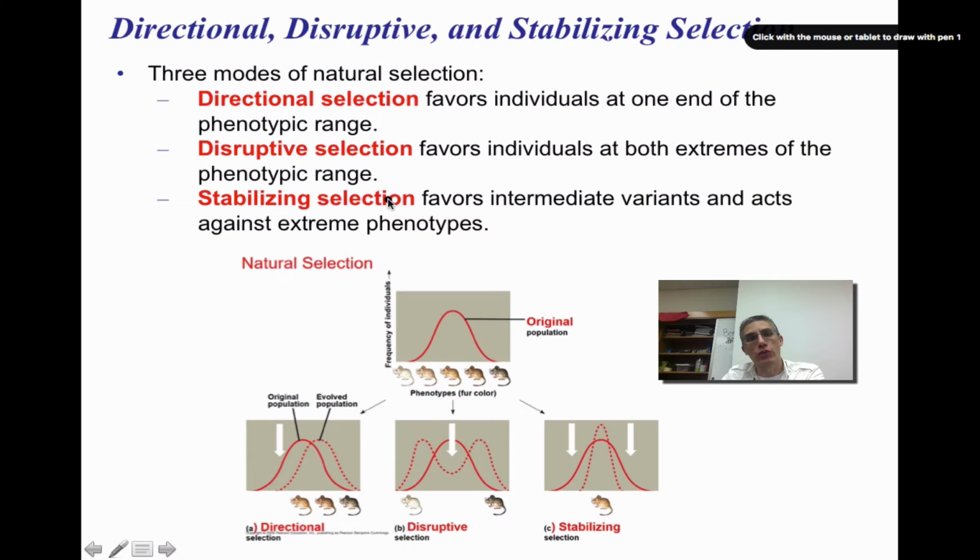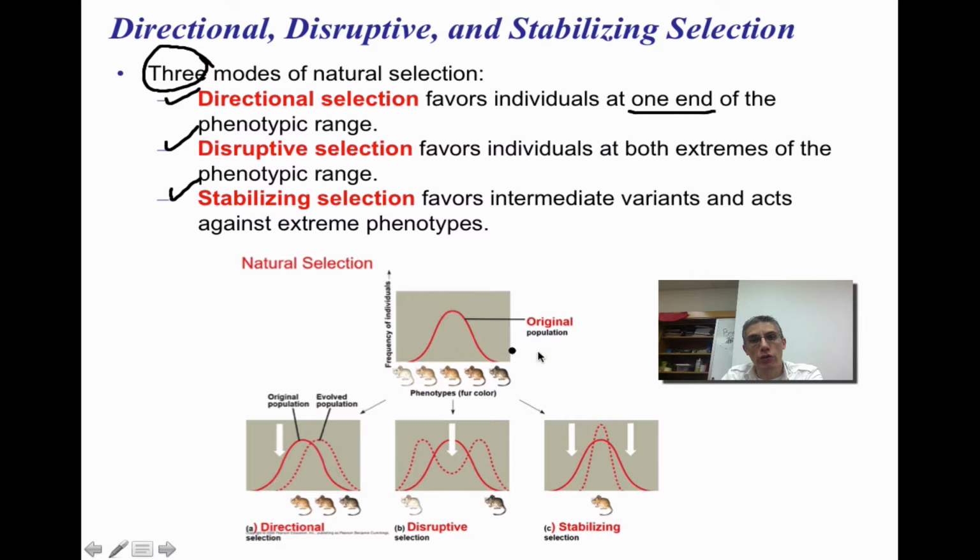Now, when you talk about natural selection, there's actually three different modes of natural selection. We have one called directional, one called disruptive, one called stabilizing. When you look at directional selection, this is going to favor individuals at one end of the phenotypic range. So down here towards the bottom, this is going to be what we would consider the original populations. So we have 5 different phenotypes in regards to the fur color of the mice that you see here. Now, when you see the distribution of this population, you're going to see instances of each of these different color varieties.